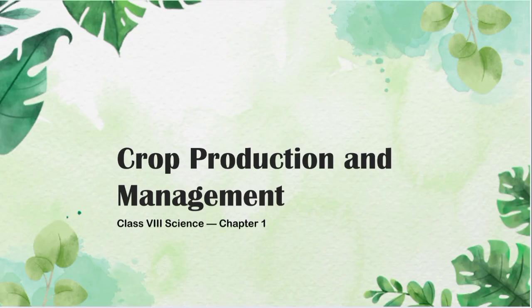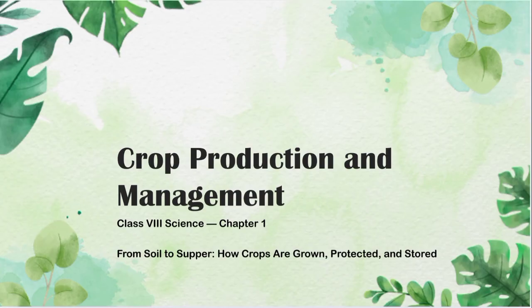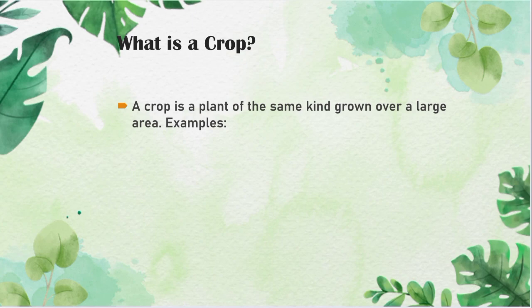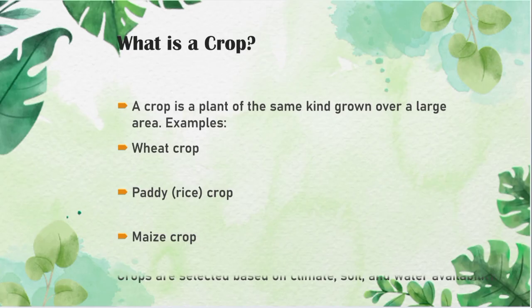Class 8 Science, Chapter 1, exploring how food is grown, cared for, protected, and finally reaches our plates, from soil to supper. What is a crop? A crop is a plant of the same kind grown over a large area. Examples include wheat, paddy, rice, and maize crops. Crops are selected based on climate, soil, and water availability.